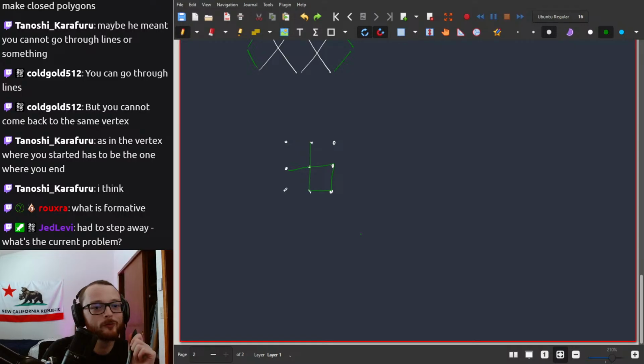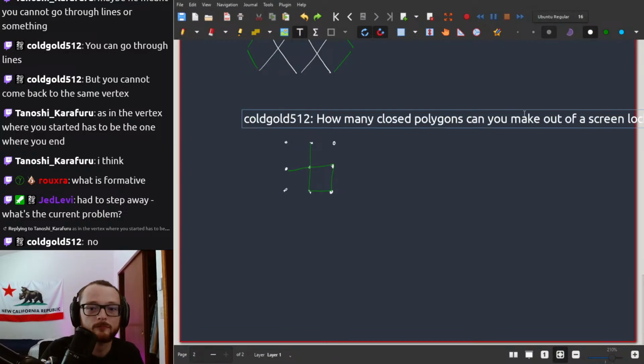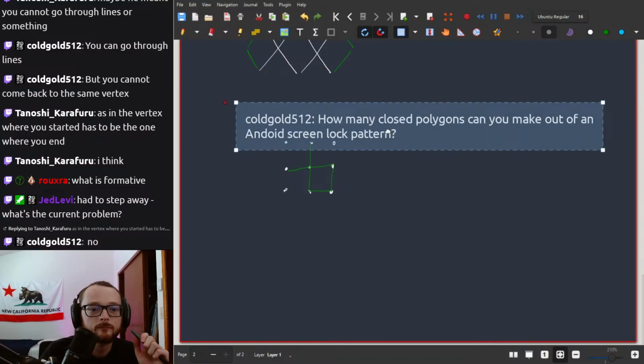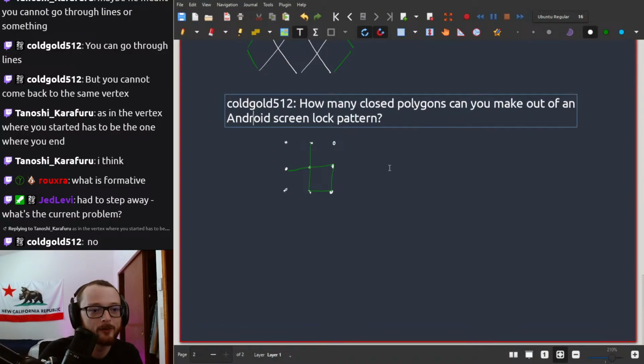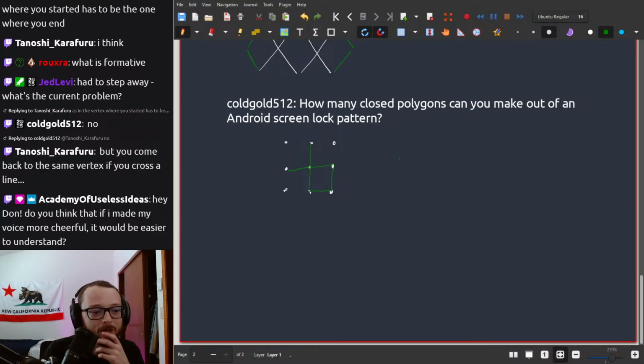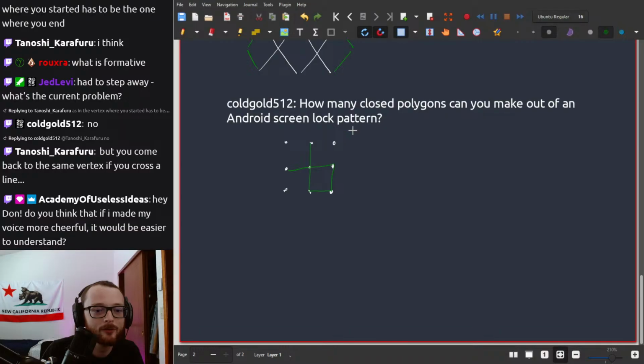It's just a puzzle that Cold Gold suggested based off the last one. I should probably put it on screen. I don't have an Android phone. But apparently you cannot hit the same vertex twice with an Android lock screen. So like this is not a valid lock screen pattern, but this is, and this makes a square.